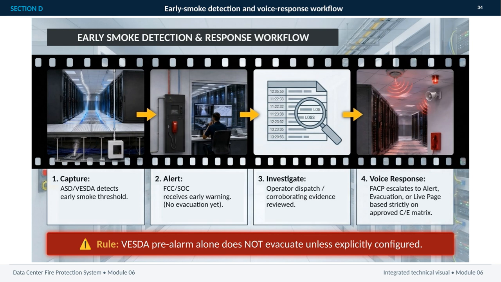Once the situation is understood, the FACP manages the voice response. It escalates to an alert, an evacuation message, or a live page based strictly on the approved cause and effect matrix. The rule at the bottom is especially important. A VESTA pre-alarm by itself does not trigger evacuation unless the system has been explicitly configured to do so. This staged process supports a rapid response while reducing unnecessary disruption from unverified signals.